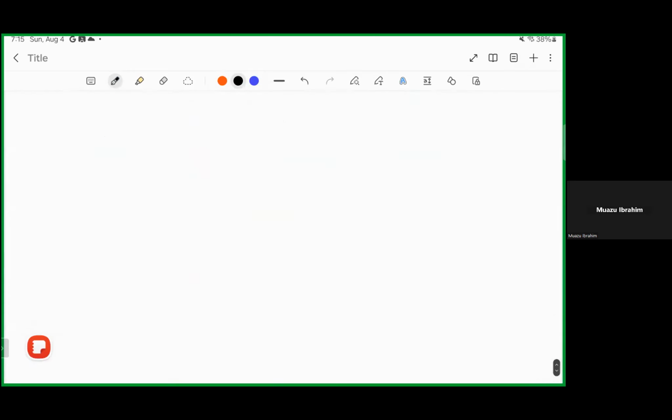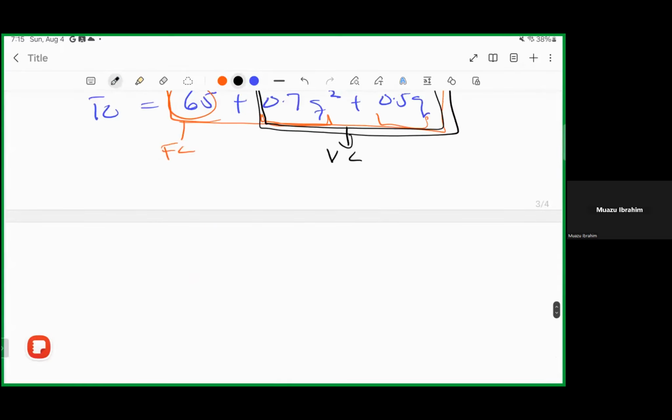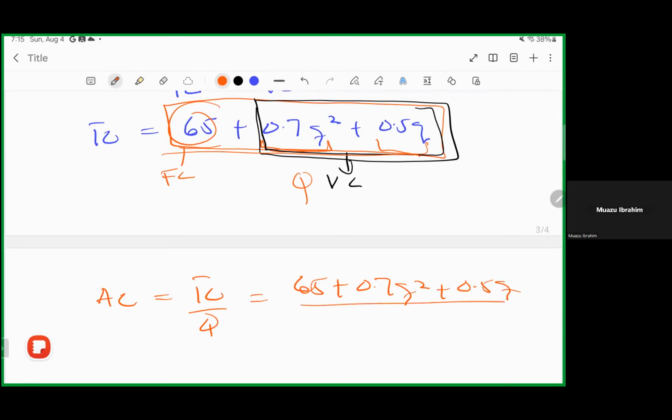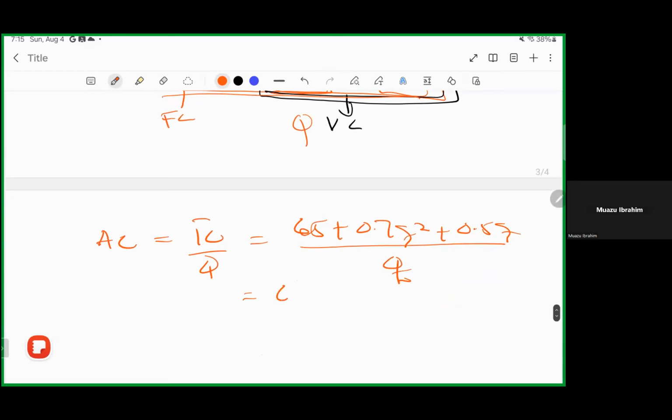So if you want to find your average cost, remember average cost is total cost divided by output. So you just divide the entire thing by Q. So let's say 65 plus 0.7 Q square plus 0.5 Q, all over Q. So this will be the average variable cost, the average fixed cost. Even here, you can further simplify this as 65 over Q plus 0.7Q plus 0.5 when you divide, okay?